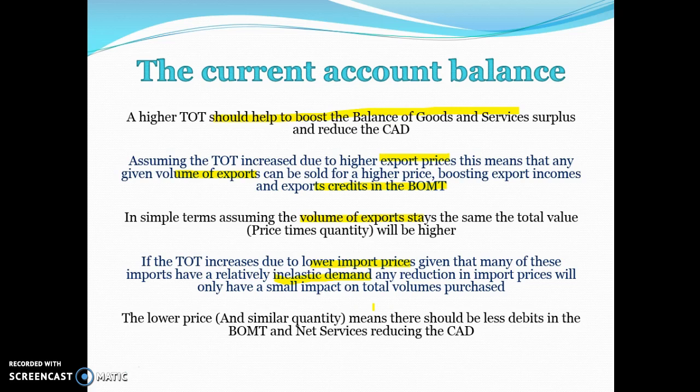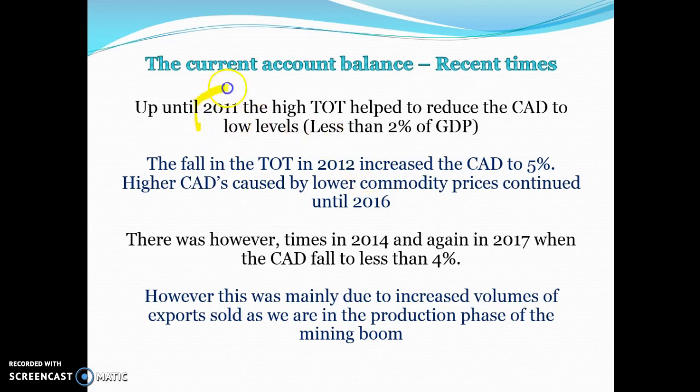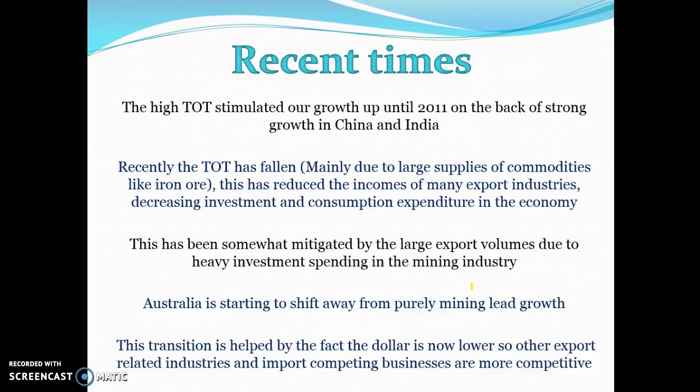We'll be importing a relatively similar amount, but because we're doing it at a lower price, the total amount of debits should decrease. So the lower price and similar quantity means there should be fewer debits in the balance of merchandise trade and net services, reducing the CAD. So again, up until 2011 when we had high commodity prices, that helped to keep the CAD down. Unfortunately, when the terms of trade started to fall and we were getting fewer export credits, the CAD started to rise above 5%. In recent times, though, because of increased volumes, we've been able to keep the CAD low, despite the fact that our prices have gone down a little bit in terms of commodity prices.